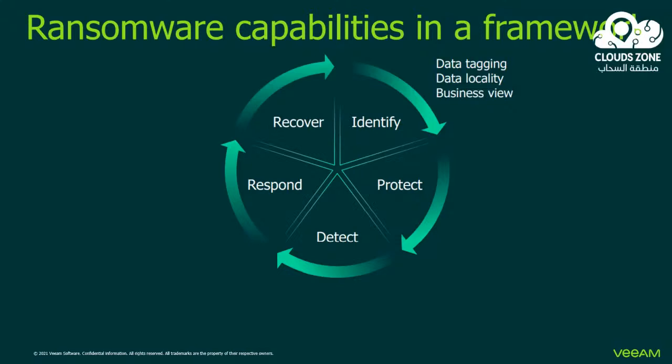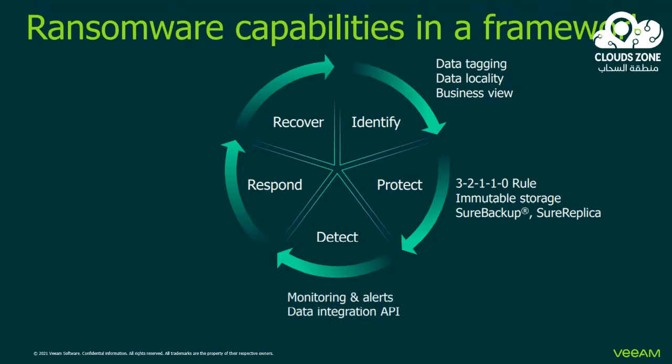We can help you to identify the data that you want to back up by grouping it and so on. We can help you to protect it by complying with the 3-2-1-1-0 rules, by providing SureBackup and SureReplica and so on. We can detect anomalies or any suspicious behavior on your production environment using our Veeam monitoring tool. We can respond to any action that's happening on your environment based on defined criteria. And with the Orchestrator, we can build predefined recovery plans, which will help you to comply with your SLAs.